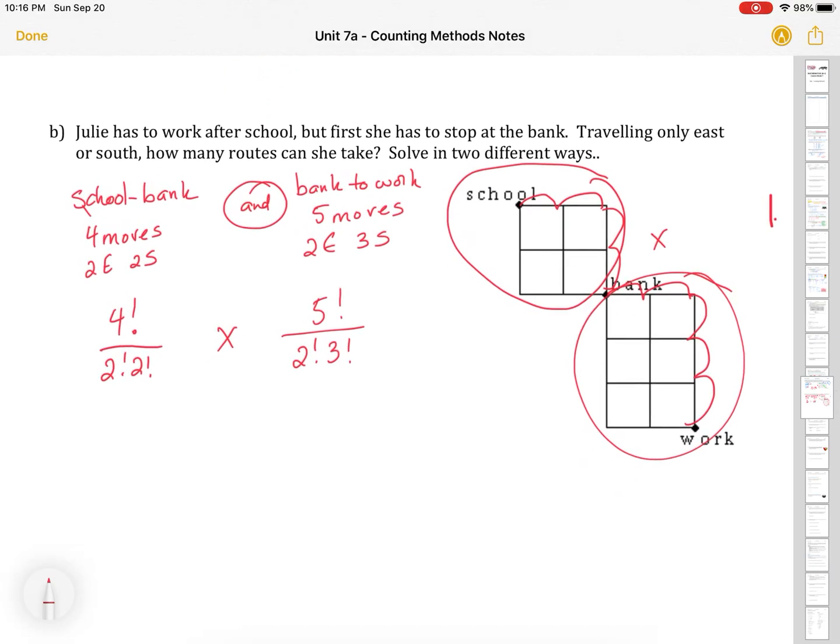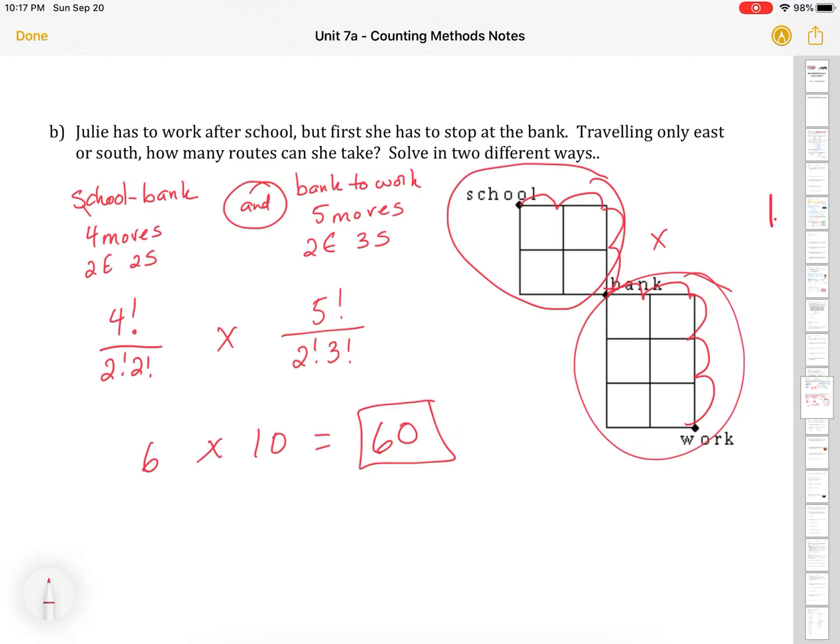And it's an and, so we multiply. If it was she could do this or that, we would add, right? Remember we said or is adding and and is multiplying. So if you figure out 4 factorial over 2 factorial times 2 factorial, you should get 6. And then 5 factorial over 2 factorial, 3 factorial, you should get 10. So she has 60 different routes. And that is how that is going to work.